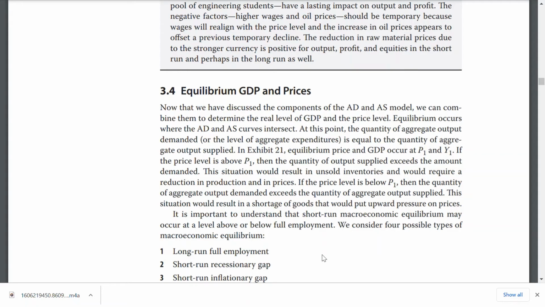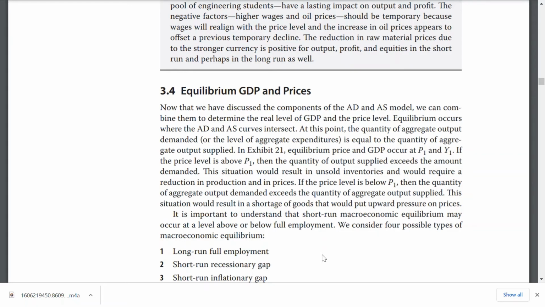In Exhibit 21, the equilibrium price and GDP occur at P1 and Y1. If the price level is above P1, then the quantity of output supplied exceeds the amount demanded. The situation will result in unsold inventories and will require a reduction in production and in prices.